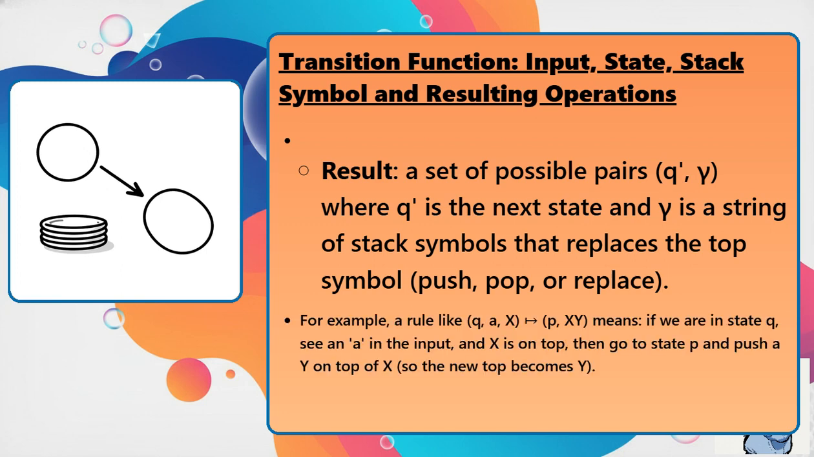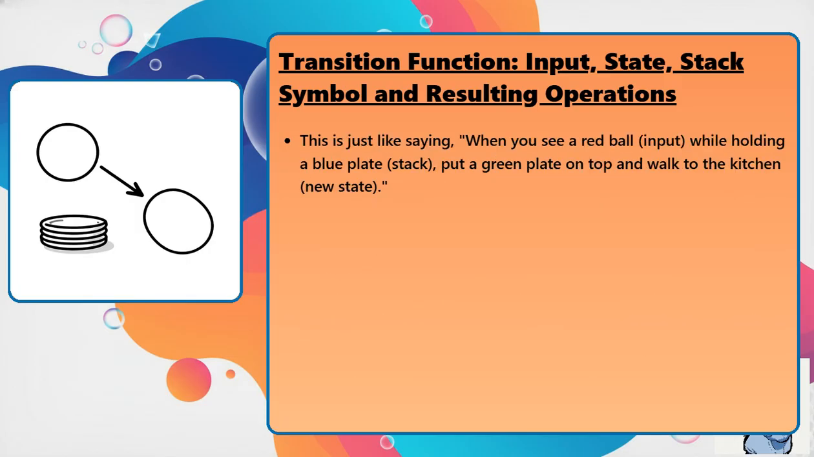For example, a rule like (q, a, X) maps to (p, YX) means if we are in state q, see a in the input, and X is on top, then go to state p and push a Y on top of X so the new top becomes Y. This is just like saying when you see a red ball input while holding a blue plate stack, put a green plate on top and walk to the kitchen, the new state.